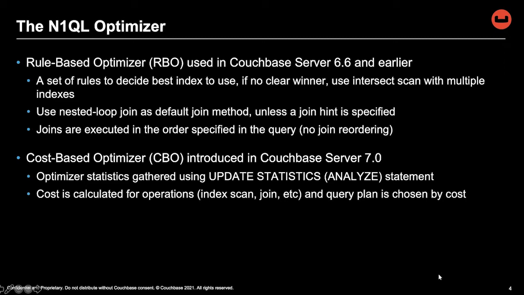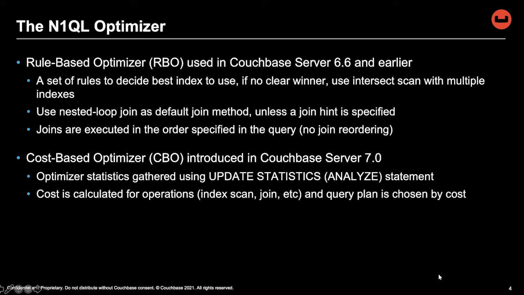So the Couchbase optimizer is introduced in the Couchbase Server 7.0, which is introduced earlier this year. So what it does is it's going to gather optimizer statistics using the new update statistics or analyze statement. And then it's going to calculate cost for the operators and the query plan, and then use the cost for choosing the best query plan to use.